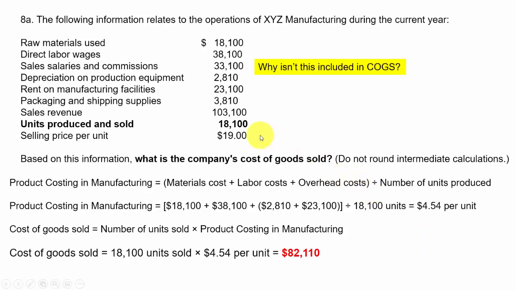Now, I've already said this before, but I'll repeat it: sales, salaries, and commissions are not included in the cost of goods sold because they're not something going on inside the factory. Now, packaging and shipping supplies, in some real world situations, if those things are going on inside the factory, where you're making these items, you'd include those also. But this particular book and this particular situation has decided not to include those as part of something going on inside the factory. So therefore, we don't include them there.